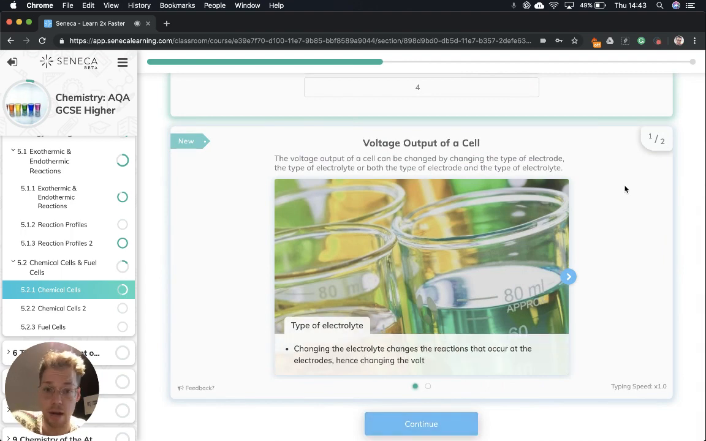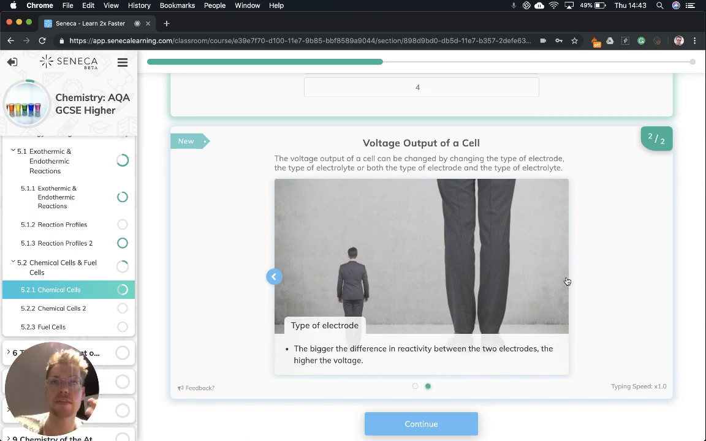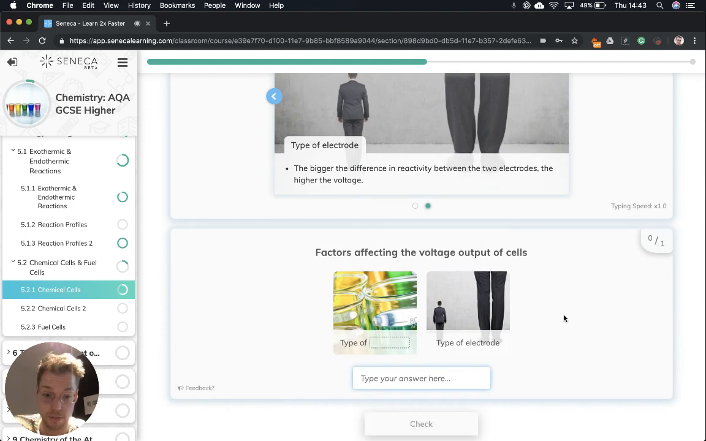Right, what is the voltage output of a cell? Well, the voltage output of a cell is a way of measuring how much electricity there is. And it can be changed by changing the type of electrode, the type of electrolyte, or both. Changing the electrolyte changes the reaction that occurs at the electrode, so it changes the voltage output. And basically with the electrodes, the bigger the difference in reactivity between the two electrodes, the higher the voltage.